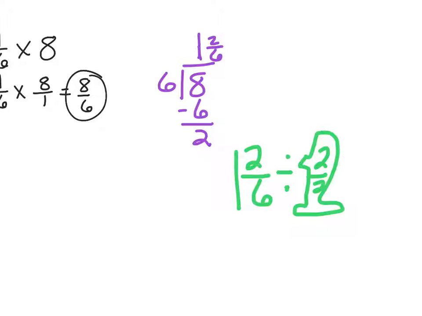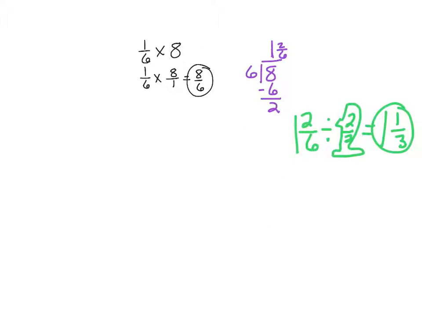1 divided by 1 will give me 1, right? And then 2 divided by 2 gives me 1, right? And 6 divided by 2 gives me 3, right? So 1 1/3 is your most simplified answer, okay? So 8/6 is correct, so is 1 2/6, but 1 1/3 is the simplified form of this answer.